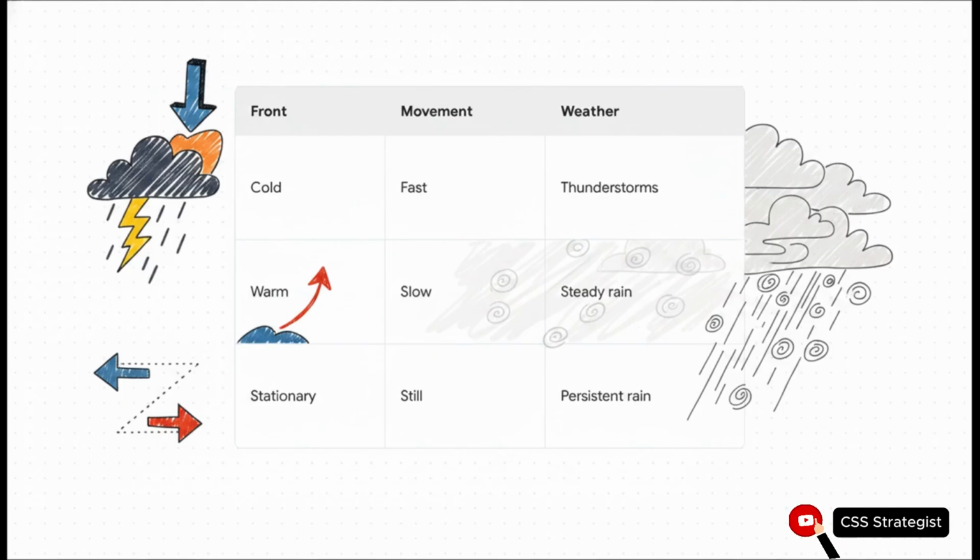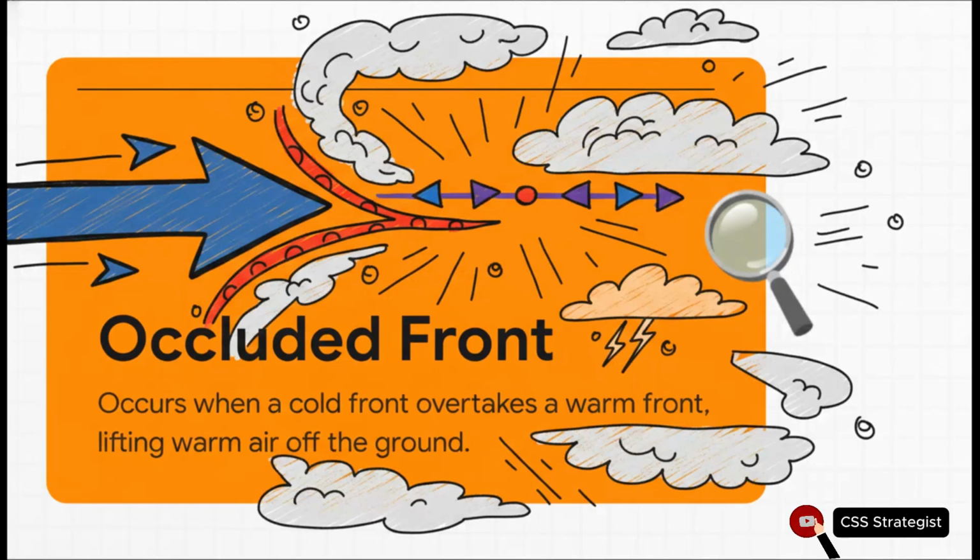Here the warm air slowly, almost gently glides up a slope over colder air, which usually results in widespread, steady rain and overcast skies. And if neither air mass is strong enough to actually push the other out of the way, well then we get a stationary front, bringing persistent, lingering precipitation that just seems to hang around forever. So the absolutely crucial point here is understanding what happens when these fronts interact dynamically.